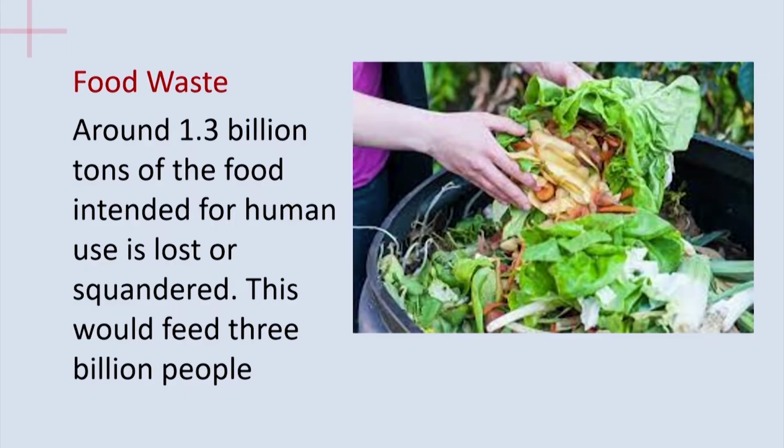Food waste. Around 1.3 billion tons of food intended for human use is lost or squandered. This would feed 3 billion people. A third of greenhouse gas emissions each year are attributed to food loss and waste. Both developing and developed nations experience food loss and waste at various stages. While in developing nations, 40% of the food waste happens at the post-harvest and processing levels, in developed nations, 40% of food waste occurs at the retail and consumer levels.